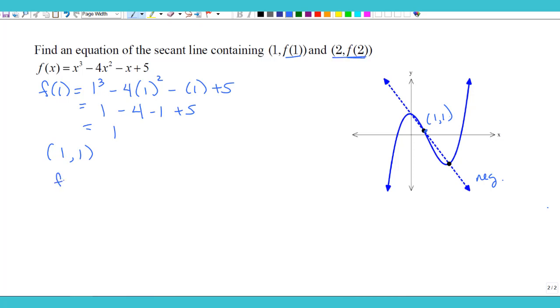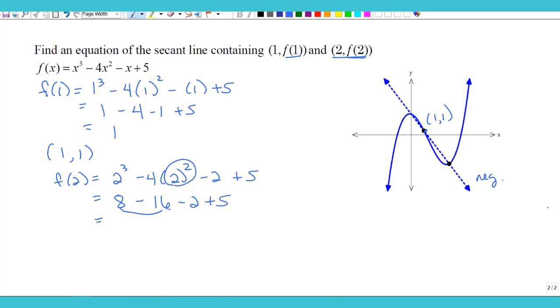Now I'm going to find f of 2. So I have 2 cubed minus 4 times 2 squared minus 2 plus 5. Let's see, that's 8 minus 4 times 4, which is 16. That's negative 8, minus 2 is negative 10, plus 5 is negative 5. So this point should be 2, negative 5.